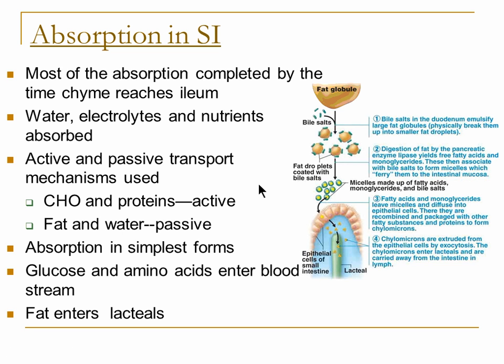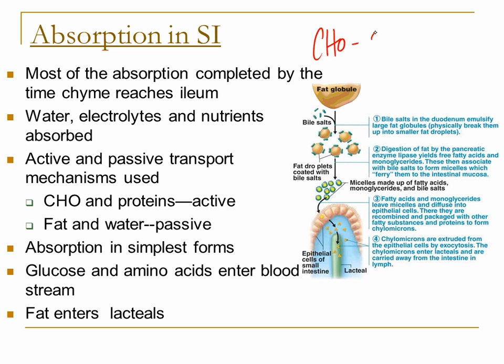Now let's look at absorption. So we've broken the food down into the smallest particles. So by the time chyme actually reaches the ileum, as I mentioned, most of the absorption has taken place. So here we have water, electrolytes and nutrients which are absorbed, and active and passive transport mechanisms are used. So for carbohydrates and proteins, some of them are absorbed actively. Fat and water is mainly by passive transport. Simplest forms are used. For example, in the case of carbohydrates, it will be monosaccharides.